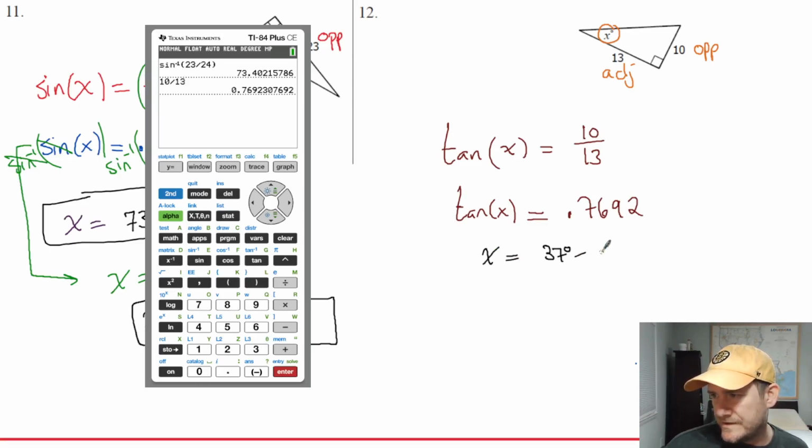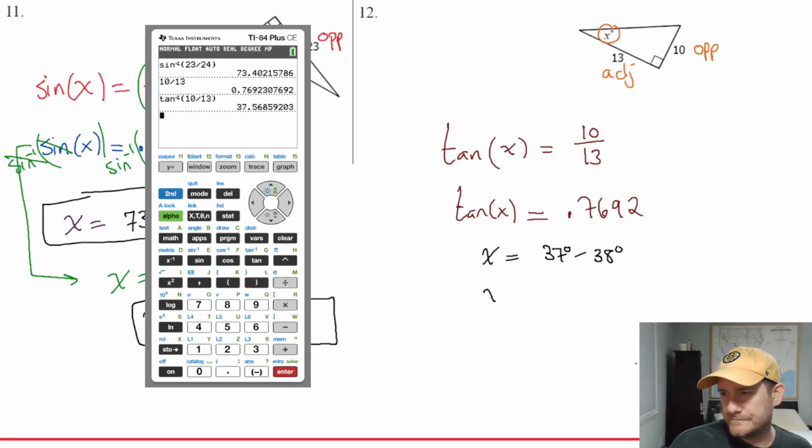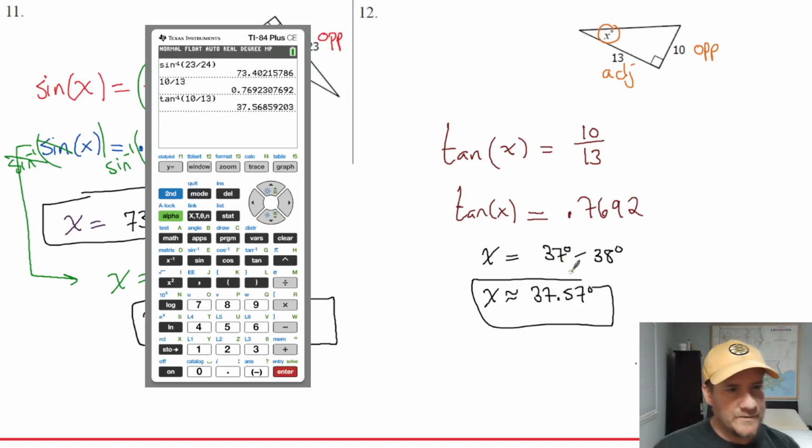Did I say 37 and 38? Hope I did. Let's check it on the big guy calculator. To check this, we would do inverse tangent of this fraction, 10/13. Yeah, great. I'm getting 37.57, which is definitely right in that window. It's definitely between 37 and 38. All right, that's two more questions down.